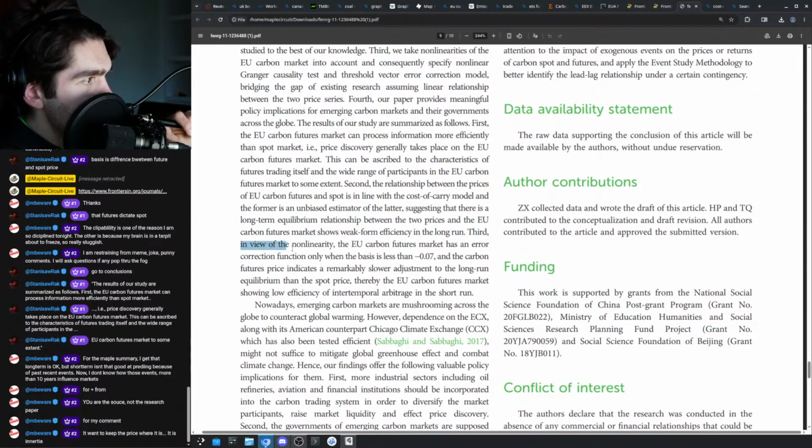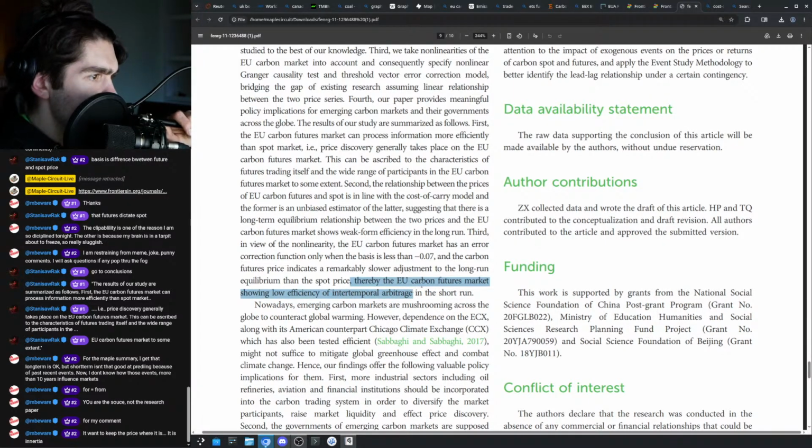Third, in view of the non-linearity, the EU carbon future market has an error correction function only when the basis is less than minus 0.07 and the carbon future price indicate a remarkably slower adjustment to the long-run equilibrium than the spot price. Thereby, the EU carbon futures market showing low efficiency of intertemporal arbitrage in the short run.